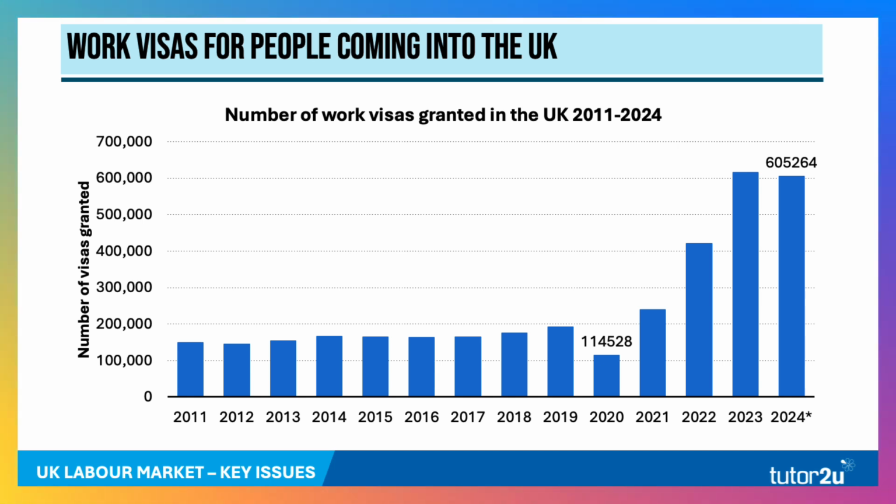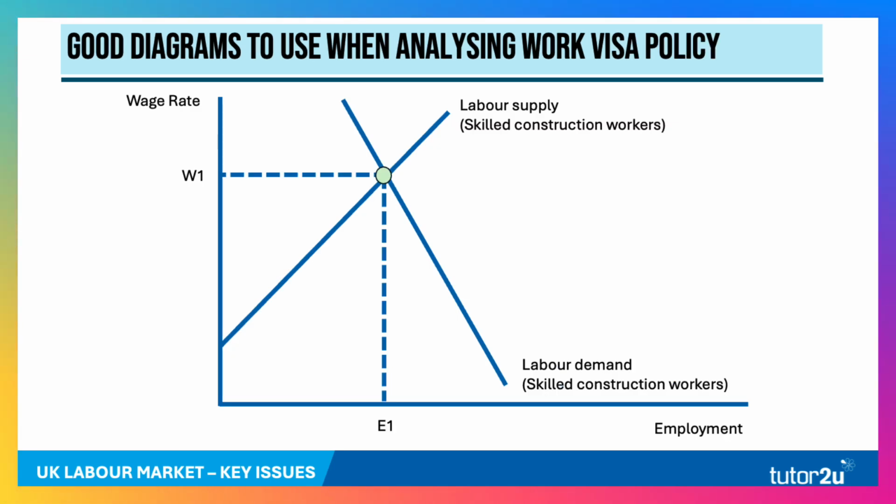And you can see what's happened. From 114,000 in 2020, a figure artificially low because of the pandemic, they've surged to over 600,000 in the last 2 years, and that's per year. So there's been a huge rise in work visas. Well, again, thinking about labour demand and supply, how might we use a diagram to analyse work visa policy?